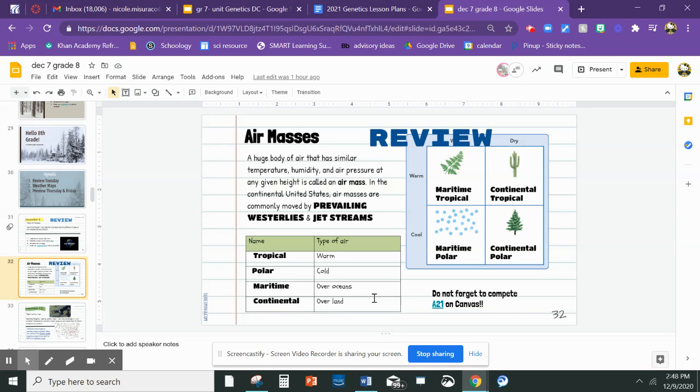We call those continental. We can then combine the types to have maritime tropical, which would be warm and wet. Continental tropical, which would be warm and dry. Maritime polar, which would be cool and wet. And continental polar, which would be cool and dry. Again, don't forget to complete assignment number 21 if you have not already done so.